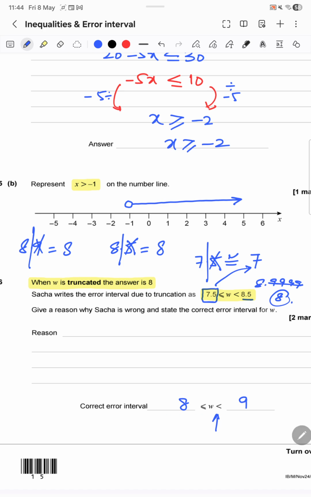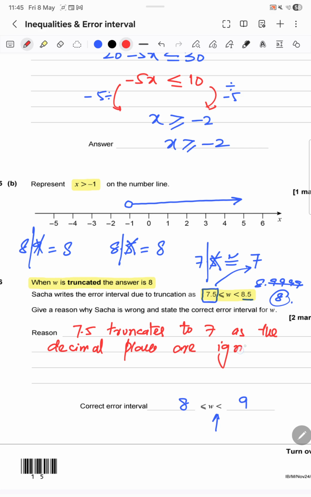And what would be the reason? The reason would be that 7.5 truncates to 7, as the decimal places are ignored. So that is one of the errors you can mention in the working out. Thank you.